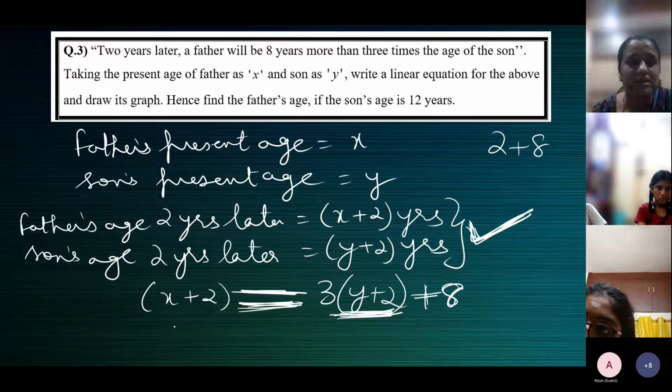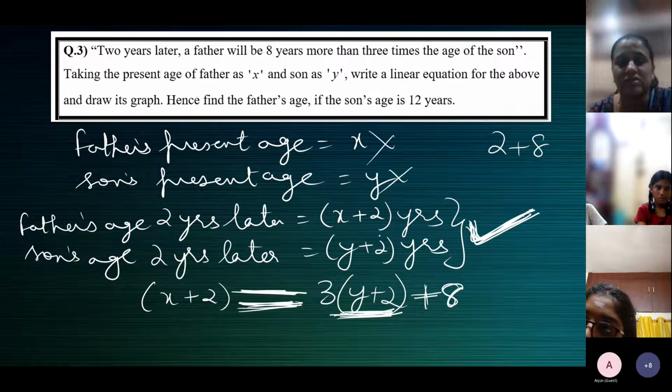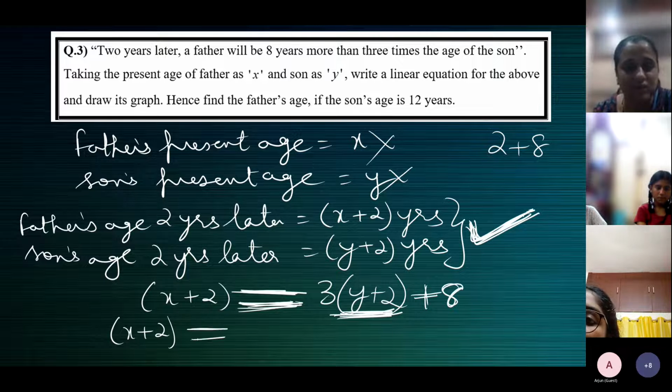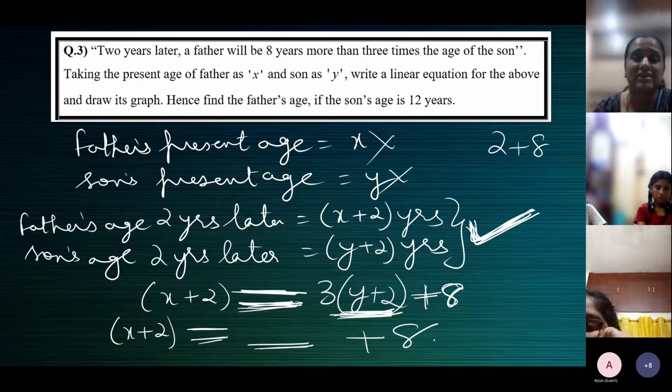We'll do it again. 2 years later. So we are using only these ages, not these ages. 2 years later, a father will be, so this is the father's age. Father's age will be, meaning equal to, 8 more than. Don't write here 8 plus. No, 8 more than something. That something should come here. 8 less than meaning minus 8. 8 more than, so plus 8.